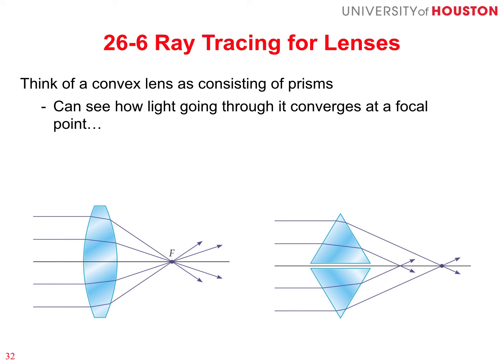We can think of a convex lens as consisting of a series of prisms. Here is how the lens works. We have some parallel rays that hit the lens and they converge to a particular point, which is the focal point. The distance between the focal point and the lens itself is referred to as the focal length, exactly in the same way as we calculate the focal length for mirrors.